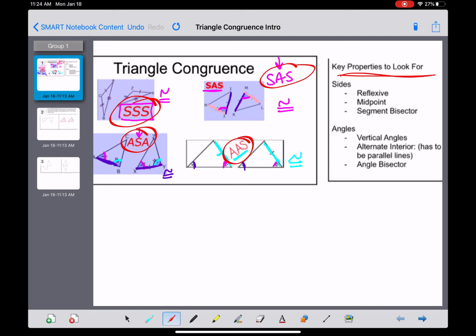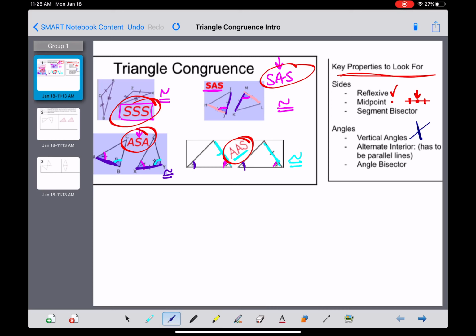Some key properties that you're going to need to look for to show two sides are congruent that aren't marked. If they have tick marks, that's easy, it's given. But if they aren't marked, we're going to be looking for the most popular, which is reflexive. So that means it's the same exact side. A midpoint. A midpoint, remember, cuts a segment into two equal parts. So if I know that this is the midpoint of the line, I can conclude that those two sides would be congruent. Or a segment bisector, which is very similar to a midpoint. For angles, the most popular is vertical angle.